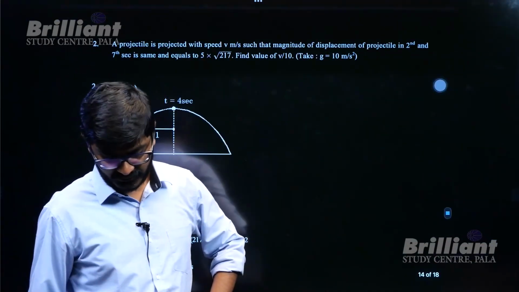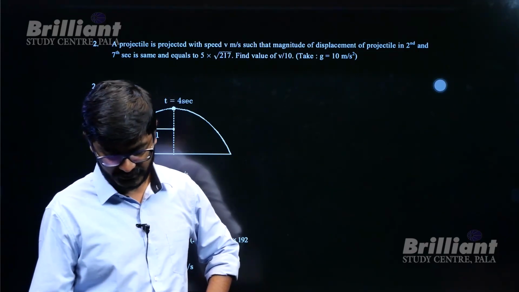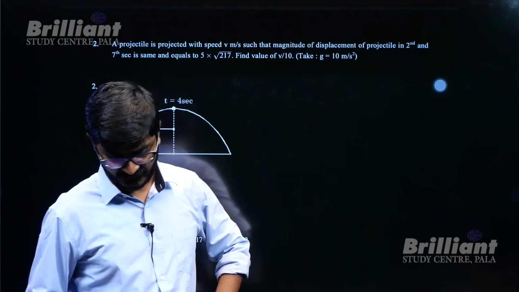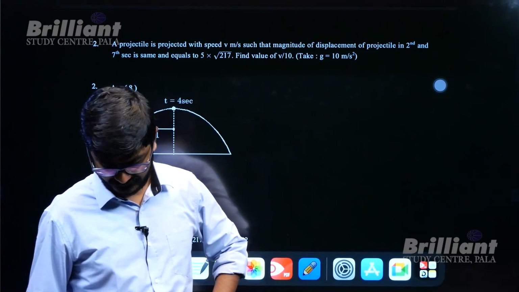A projectile is projected with a speed v such that the magnitude of displacement of the projectile in the 2nd second and the 7th second are the same and are equal to 5 into root 217. So find the value of v by 10.